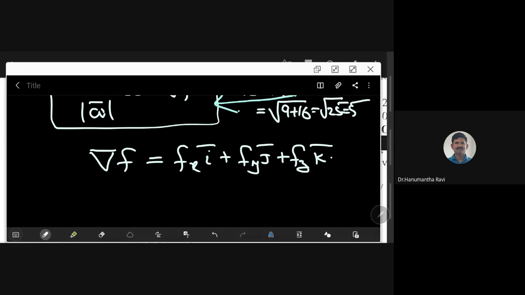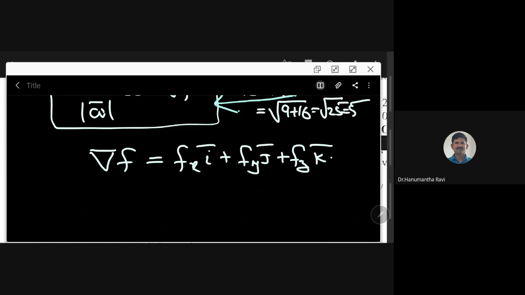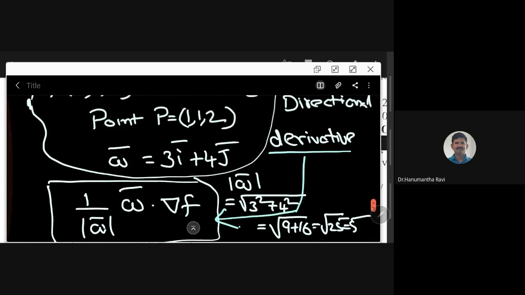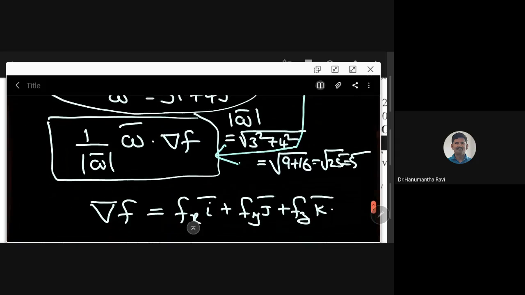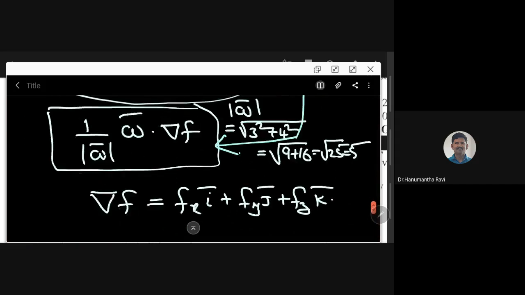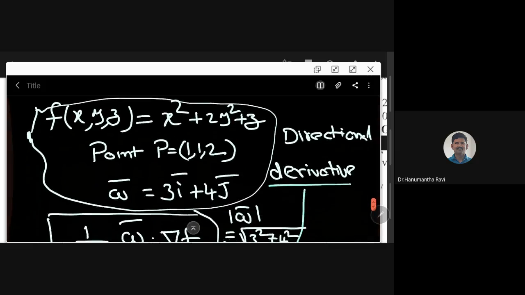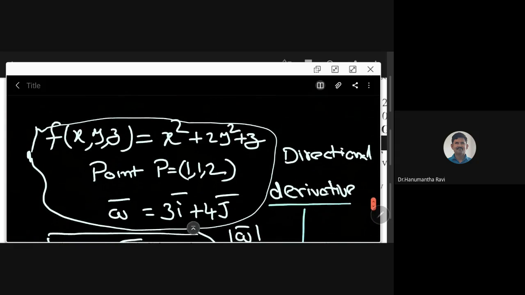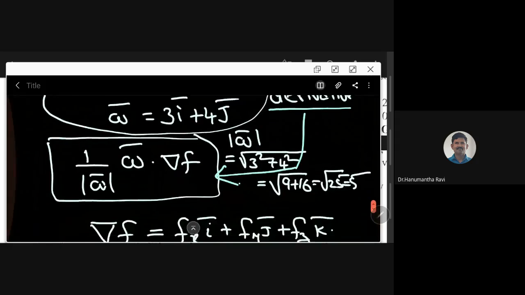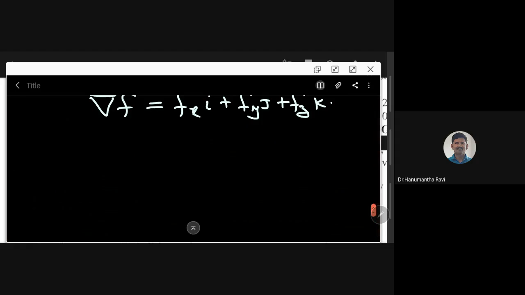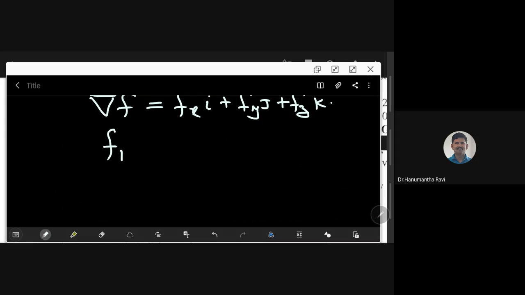This is the grad f formula. So when we are talking about this gradient of f here, what is f subscript x? The partial derivative of f with respect to x is 2x here.